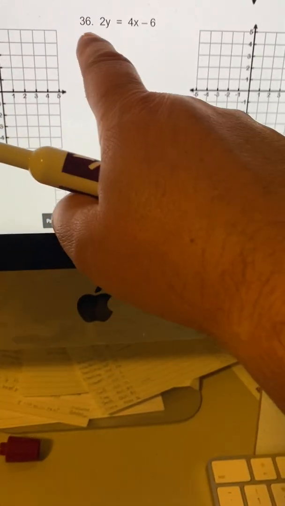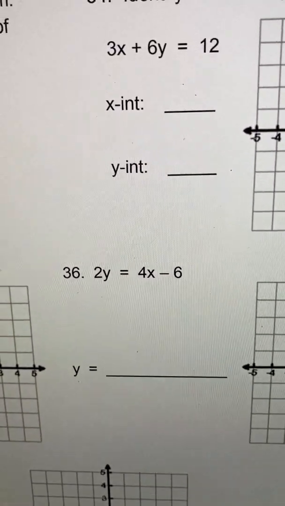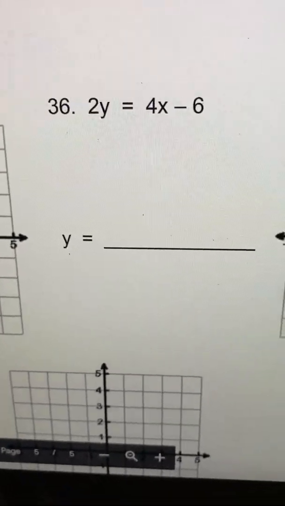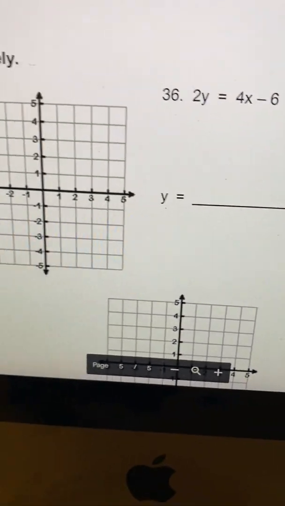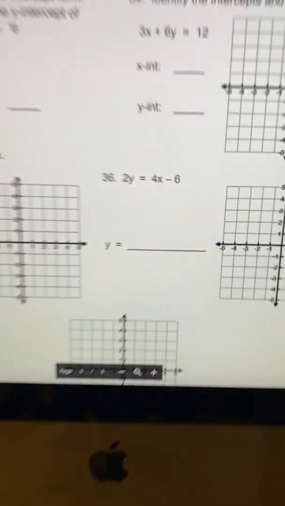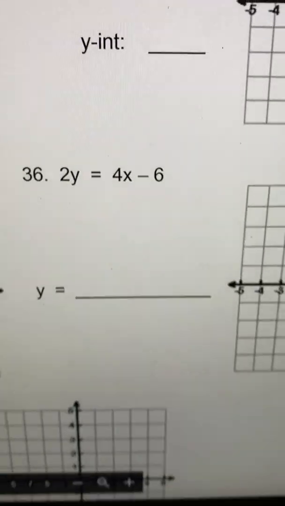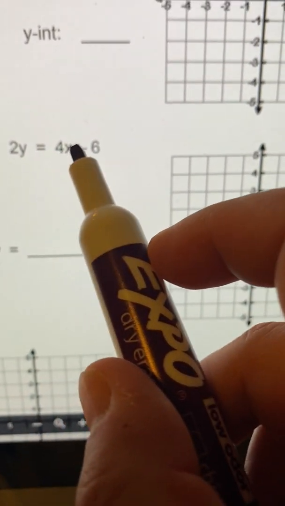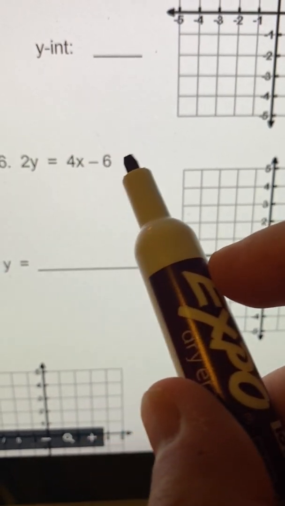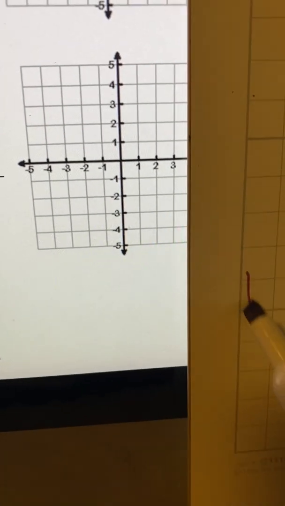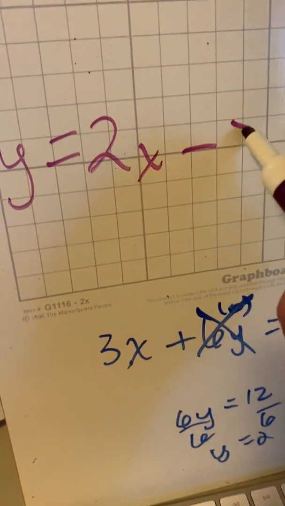Now, same thing with number 36. It doesn't give number 36 to you in slope-intercept form. You've got to convert it into slope-intercept form. Okay? I'm going to put this one on the graph. All you do is divide everything by 2. 2 divided by 2 is y. 4 divided by 2 is 2x. -6 divided by 2 is 3. So it's y is equal to 2x minus 3.